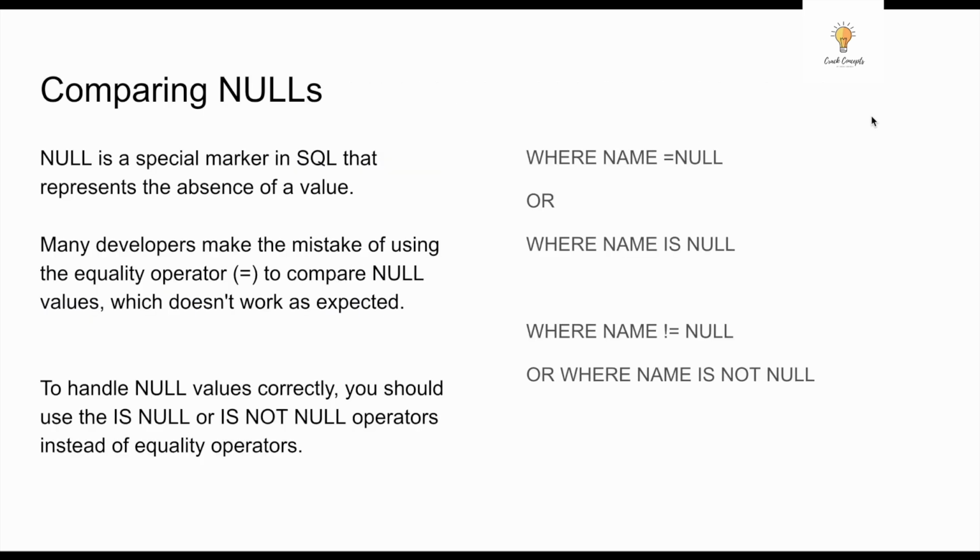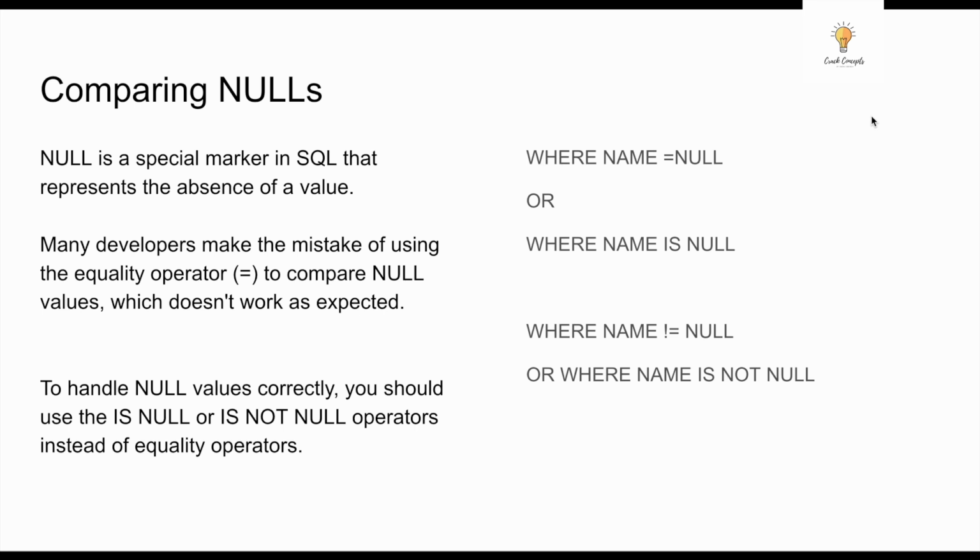Next mistake that usually people do is comparing nulls. Now, what is null? Null is a special marker in SQL that represents the absence of a value. If there is no value, then it is null. Remember that null and zero are different. Zero is still a value. Null means nothing is present over there.